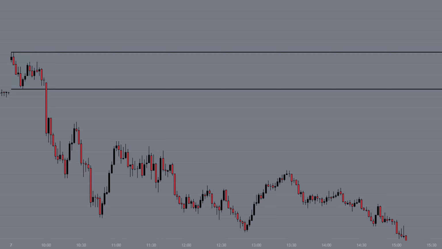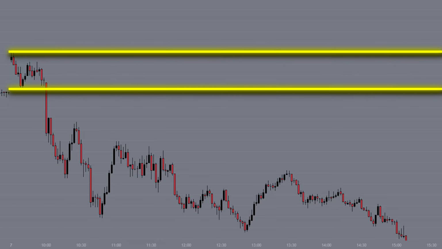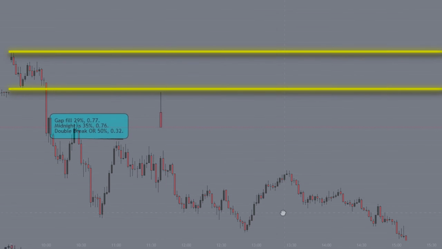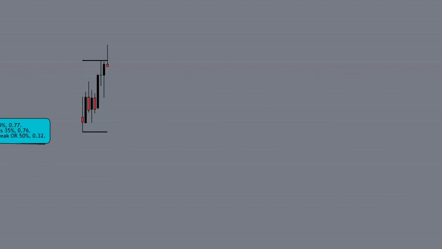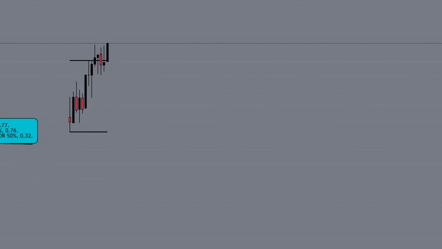Let's start with the first level I look at, the opening range. This one's actually pretty straightforward. The opening range is just the range set within the first 15 minutes of the trading session. Since I trade the New York session, I simply put a line on both the high and low of the first 15-minute candle once it closes.